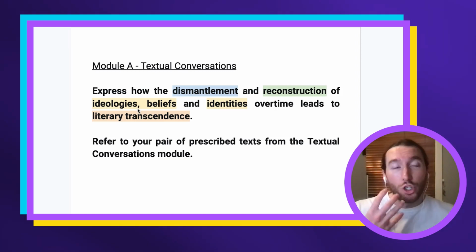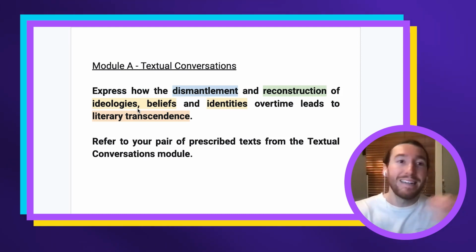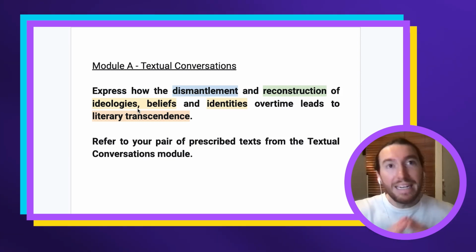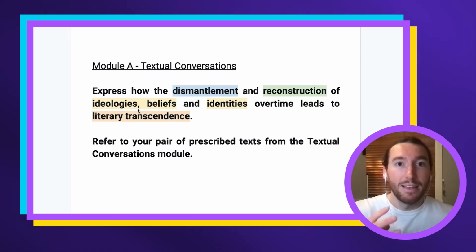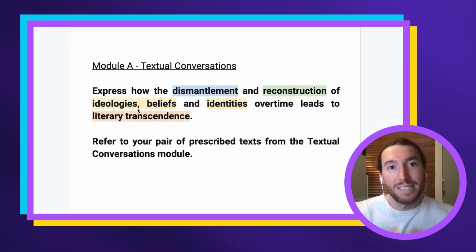inevitability of transformations in the way that a text is received when you have another text that connects to it, right? Meaning is always changing, and this idea that the truth is impossible to grasp in an objective way is really key to this study. So you want to make sure that you link this idea of literary transcendence with a fluidity of meaning and this idea that the truth is subjective, right?